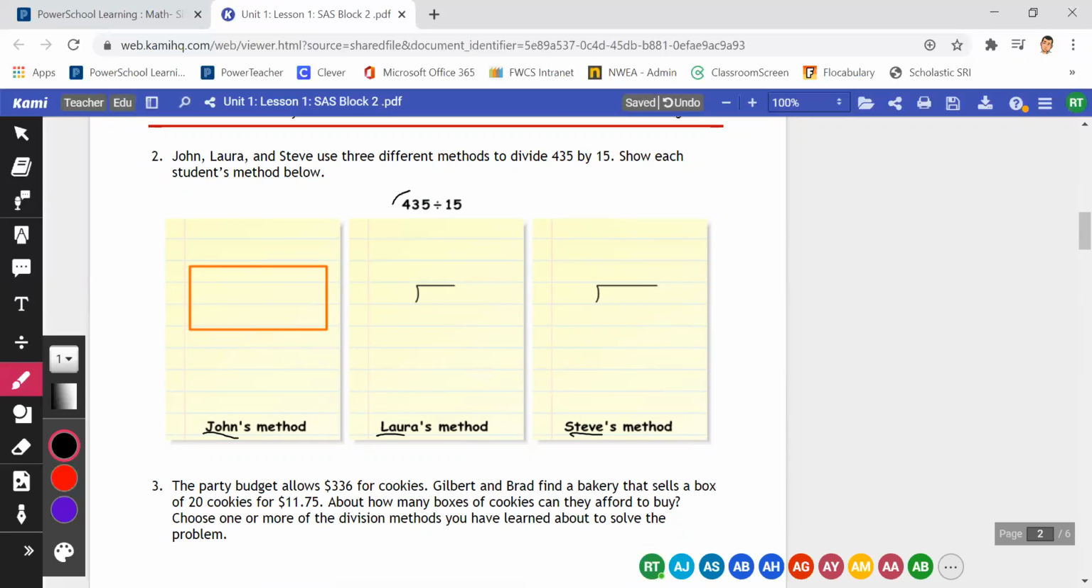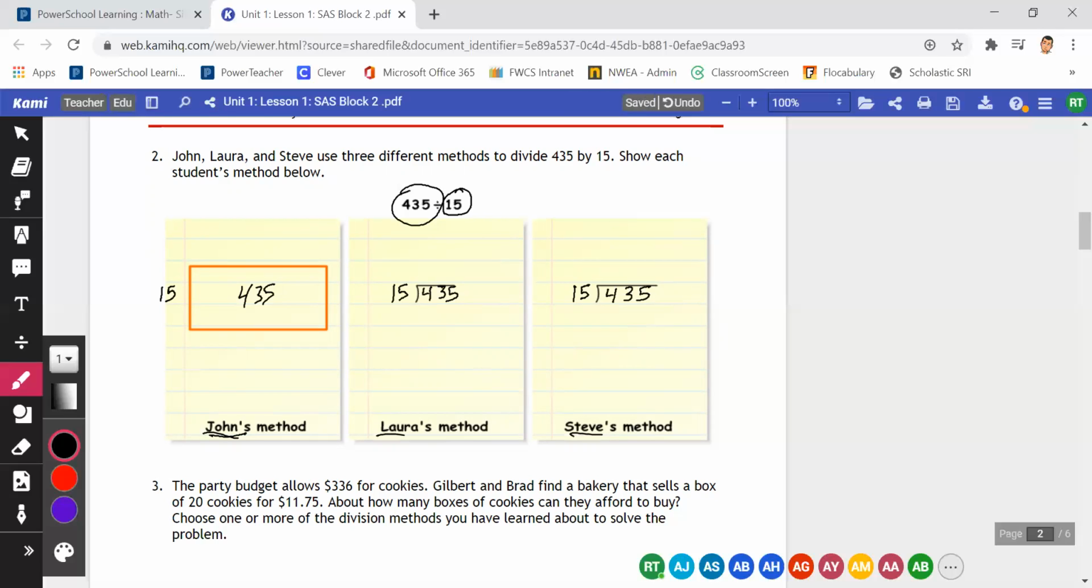So 435 is known as my dividend. That's going to go here as my total, 435. That's going to go inside here in my division box on Laura's method, and then on Steve's method, it's going to go right here. And then my divisor is 15. I'm going to put that over here on this side for John's method. John is using what's known as the area model. And then Laura's method, this is going to go here. And Steve's method, the 15 or the divisor, will go there.